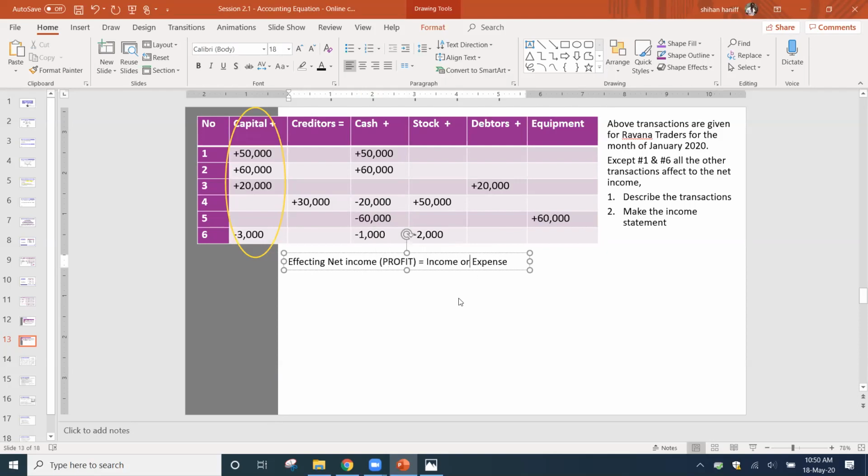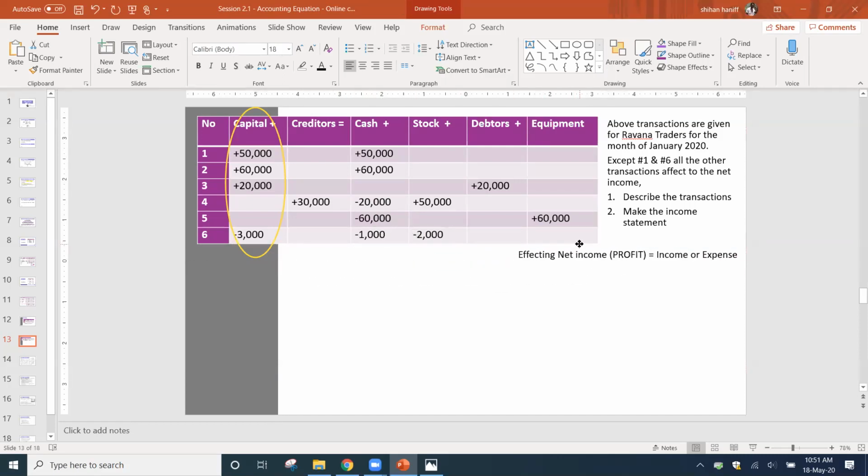Net of income. So what will affect the profit? Either income or expense will affect the profit. So that is what it says. Affecting net income means affecting the profit. What is affecting the profit? Income or expense. So except 1 and 6, circle it. Except number 1 and number 6. All other transactions in the capital column will affect income or expense.